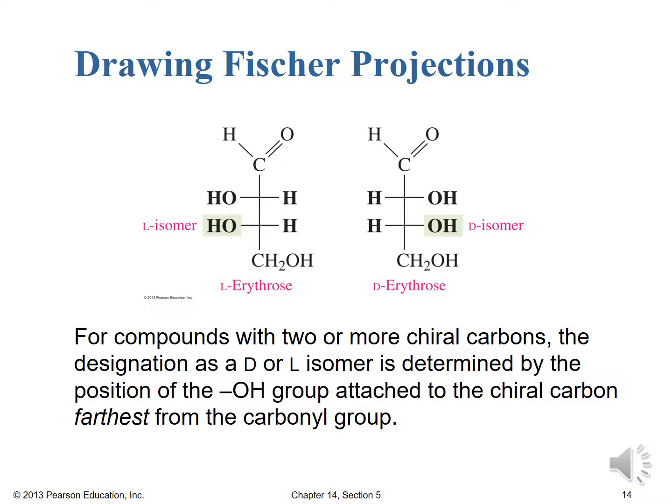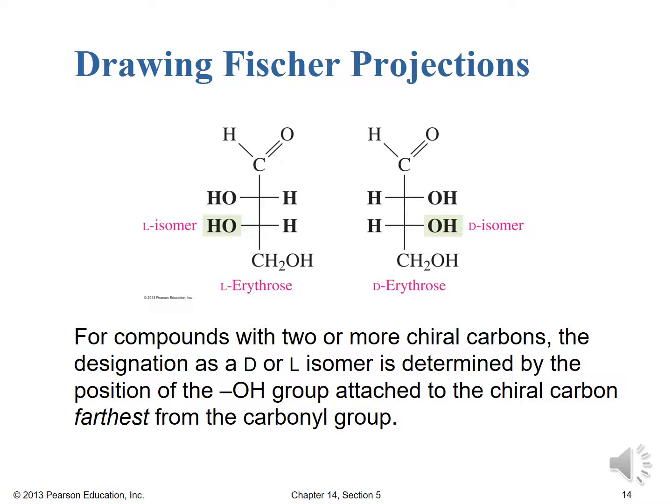And so in this case, the rule says that the designation as a D or L isomer is determined by the position of the OH group attached to the chiral carbon farthest from the carbonyl group. So the reason we have the L isomer for the left-handed version that we call L-erythrose is that the furthest chiral carbon from the carbonyl has the OH group on the left side.